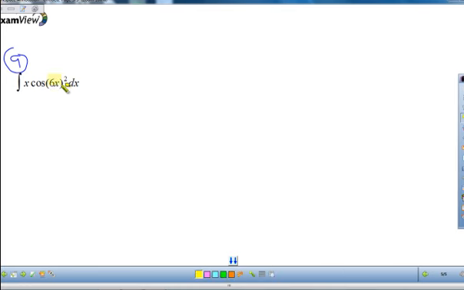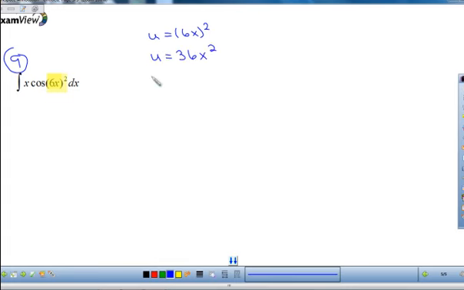So we let u be anything inside a function, and in this case, it's going to be the whole thing, including the square. So we're going to let u be 6x squared, because the squared is also inside the function. So we can rewrite this as u equals 36x squared. The derivative of u would be 72x dx.